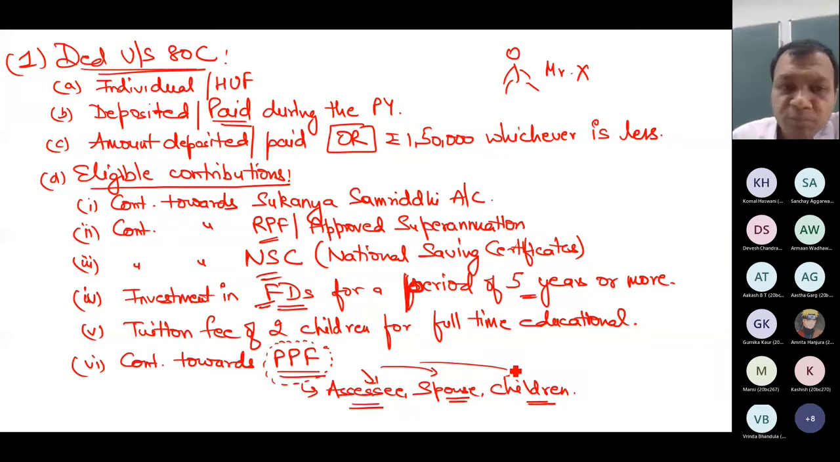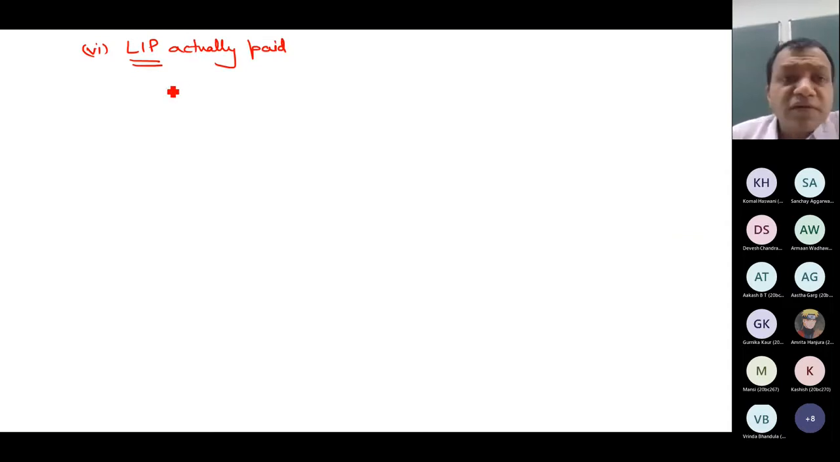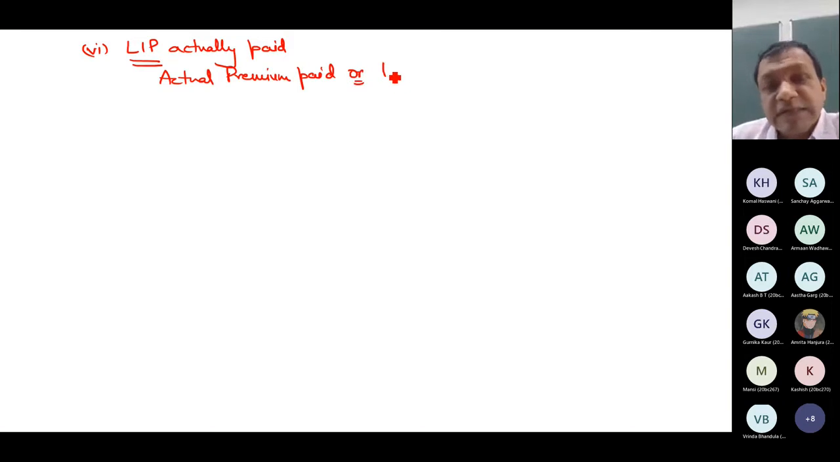Then what other relevant points? 7th point, life insurance premium, LIP. Whatever life insurance premium you have paid is eligible for 80C. So what you have paid is, I can say, actual premium paid, but it comes with a restriction. Actual premium paid or 10% of sum assured, whichever is less.